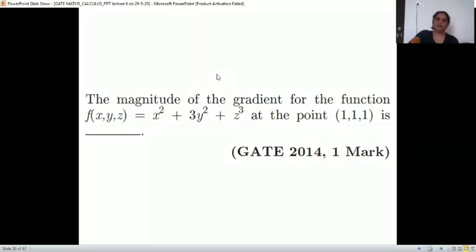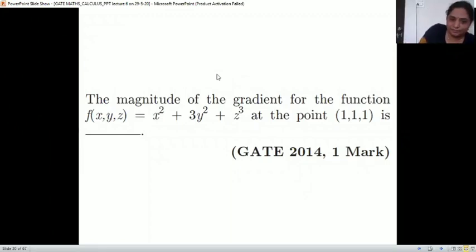Gradient, divergence, curl. Three parts are there. Gradient is just dou f by dou x I bar plus dou f by dou y j bar plus dou f by dou z k bar. Right? That is gradient. And then find this at point 1, 1, 1. Put x, y, z as 1, 1, 1. And then find magnitude. Magnitude is under root first part square plus second square plus third part square.